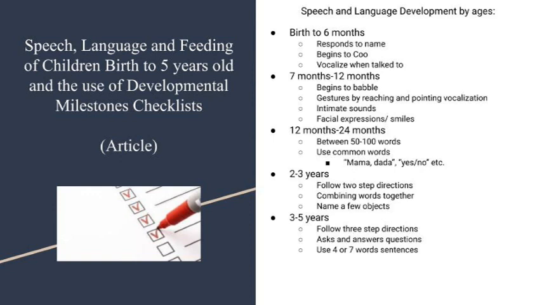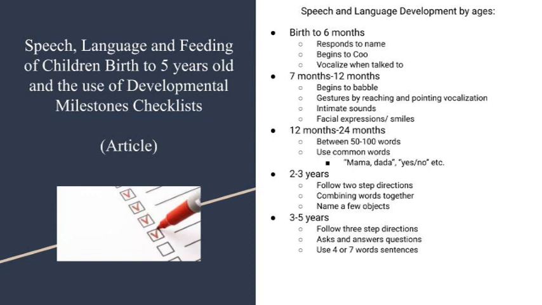Usually anywhere between 8 to 9 months is when some children will start to say mama or dada, start to use a little more of those words. Anywhere from 12 to 24 months is when you start seeing children will be using more of their words, having words between 50 to 100 words by saying mama, dada, yes, no, milk, any simple words that they might be doing.